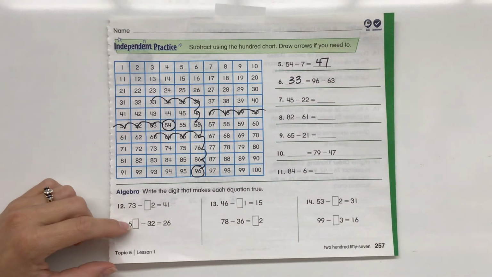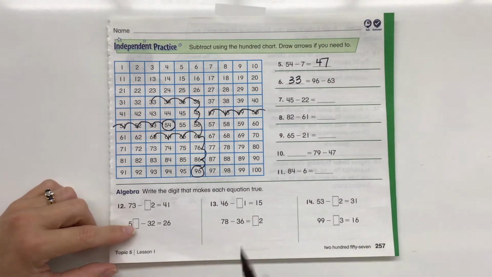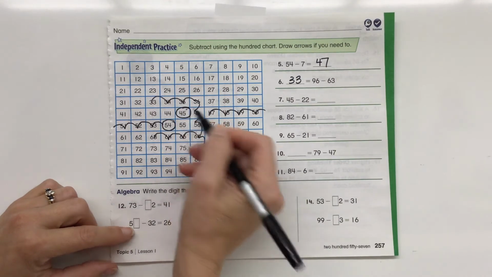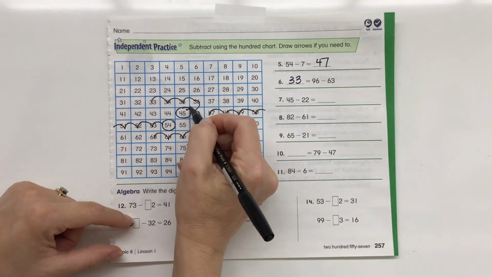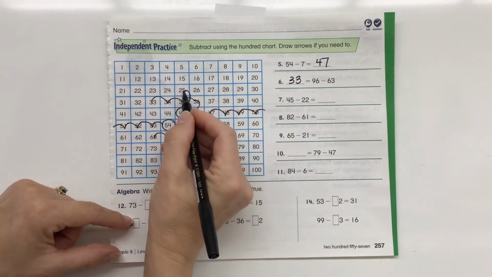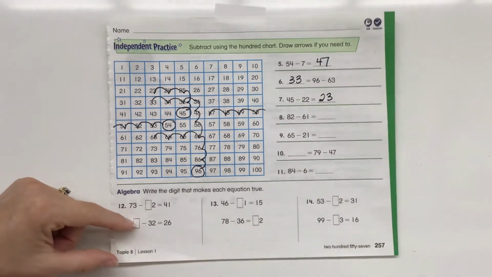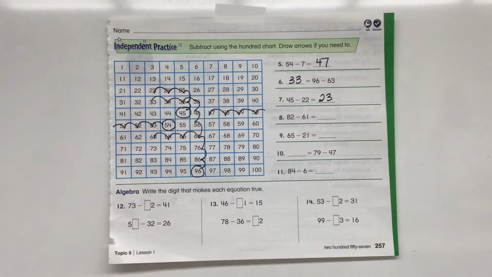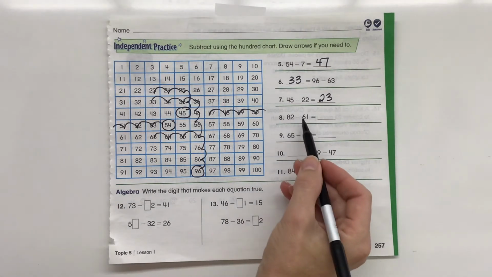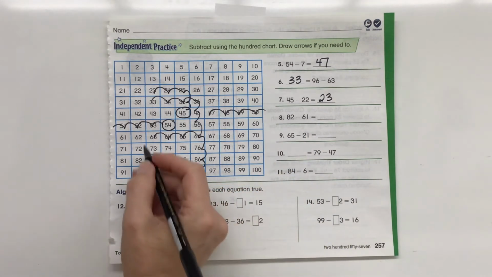Okay, 45 minus 22. We're going to go 45 minus 22. Minus 10, minus 20, 21, 22. Puts me at 23. So we've got lots of hops all over our hundreds chart, but that is great. I love seeing that.